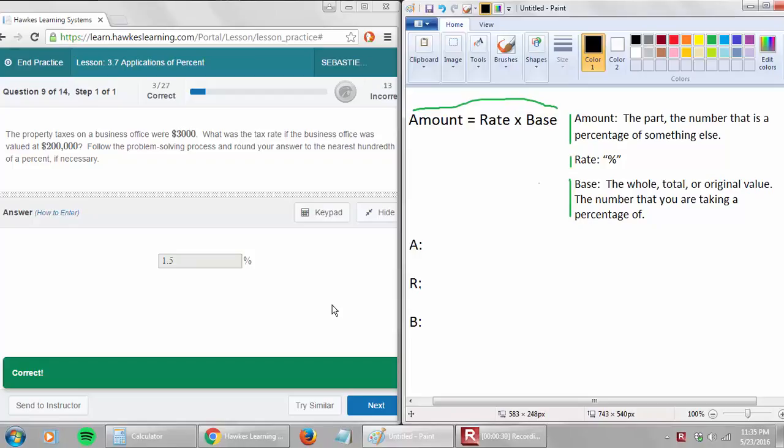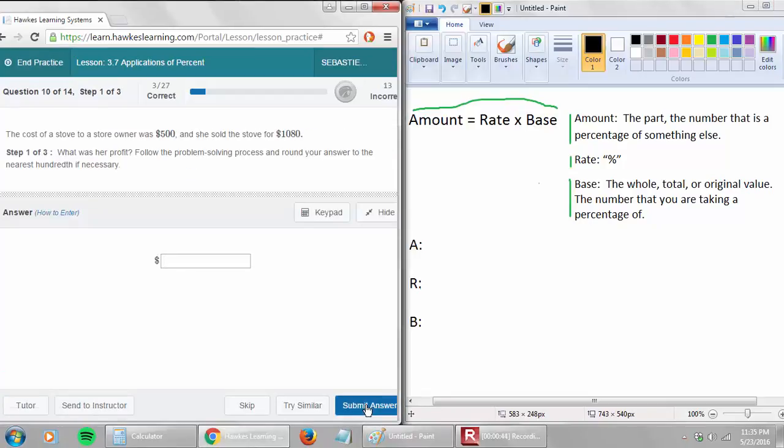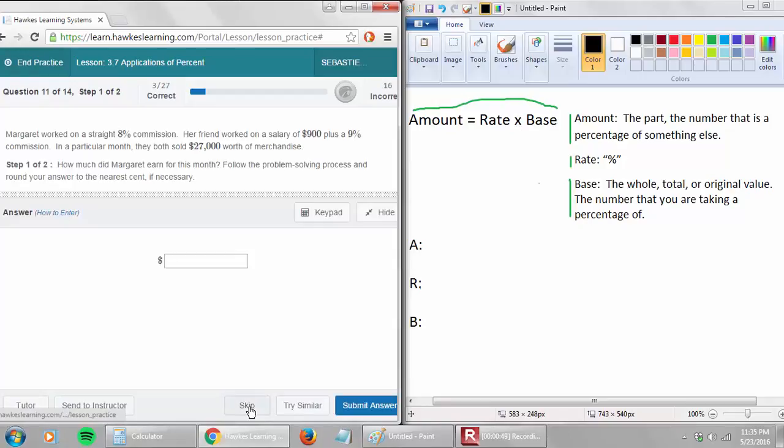The main process that we used was to identify the amount, rate, and base in each question, and then put those things into this particular formula: amount equals rate times base. Well, I'm going to skip around because I know that there are a couple questions in here that often give people difficulty, so I'm going to see if I can find some of those questions.